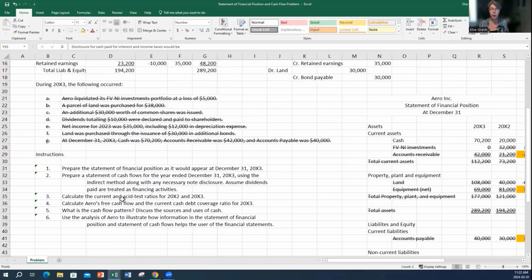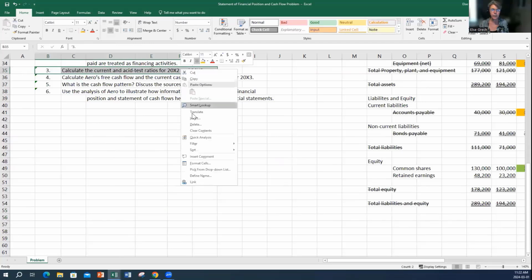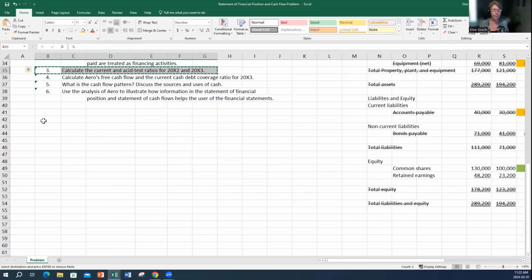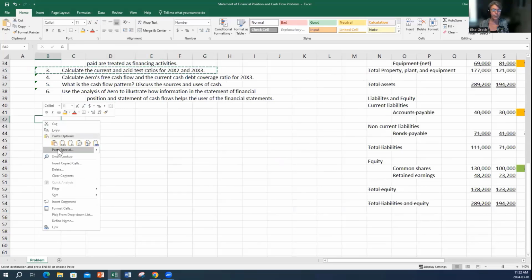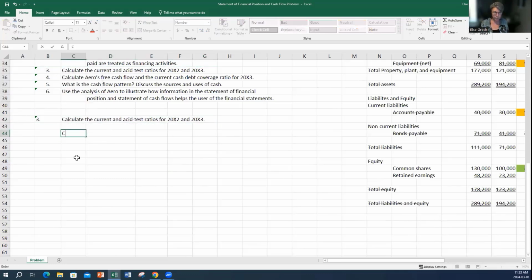3. Calculate the current and acid test ratios for 2000x2 and 2000x3. So let's just transfer this down here. I'm just going to copy it. The current ratio is current assets divided by the current liabilities. Let's just center them, and then I'm going to put the little divider. There we go. All right.